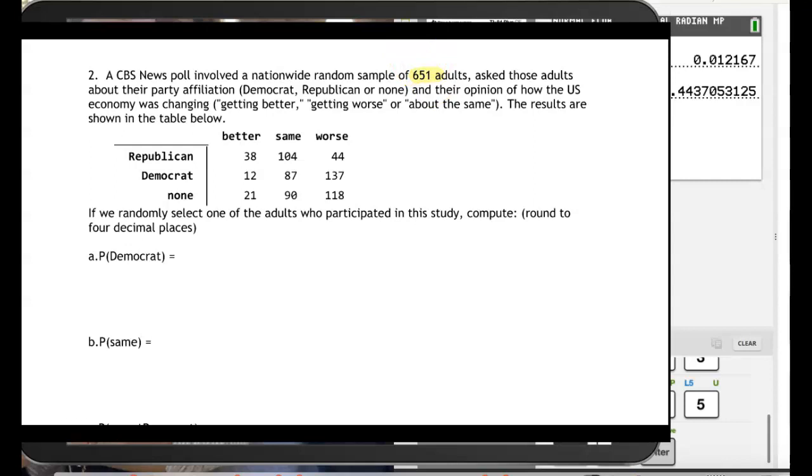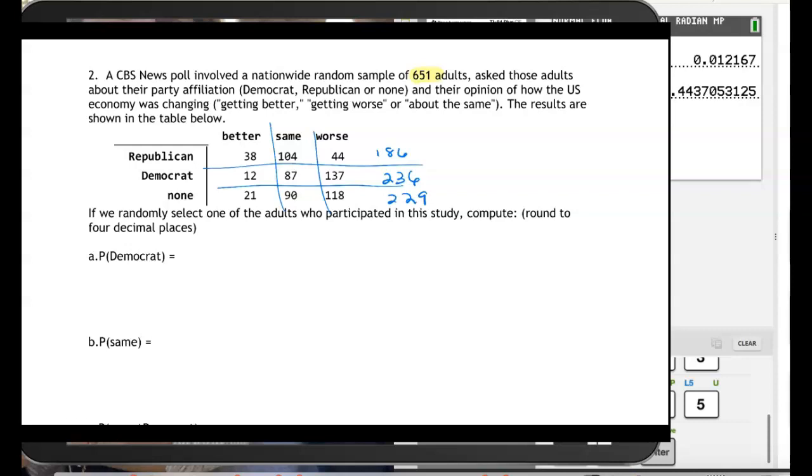So for the number of Republicans, we would take 38 plus 104 plus 44. So we have 186 Republicans. That's our row total. So remember, think about these as rows and columns, right? So the Democrats, we had 12 plus 87 plus 137. So we had 236 Democrats. And for neither, we had 21 plus 90 plus 118, or 229 for the none.